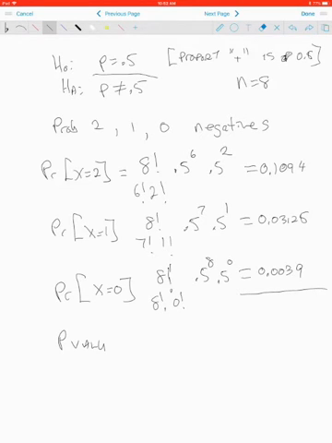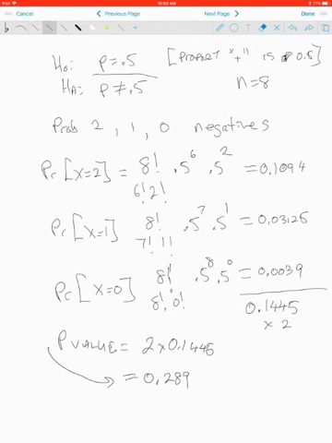So first we're summing. What does that add up to? 0.1445. It's a two-sided test, so we need to multiply that by 2 to get the p-value. So the p-value here is 2 times 0.1445, or 0.289. So that's the p-value.